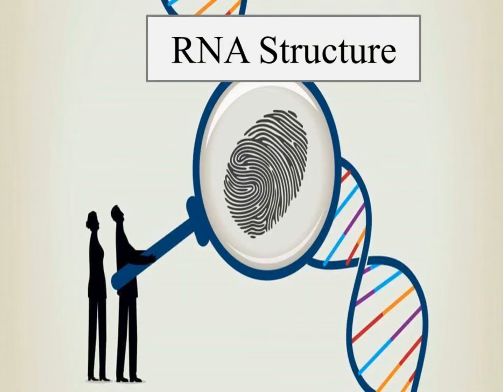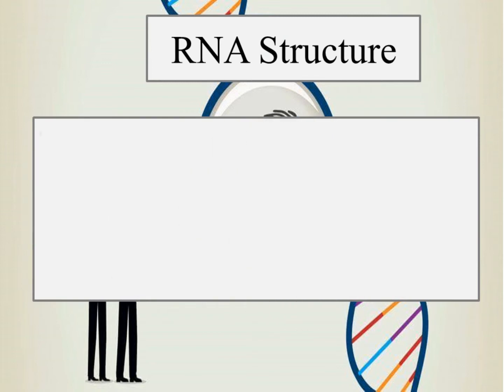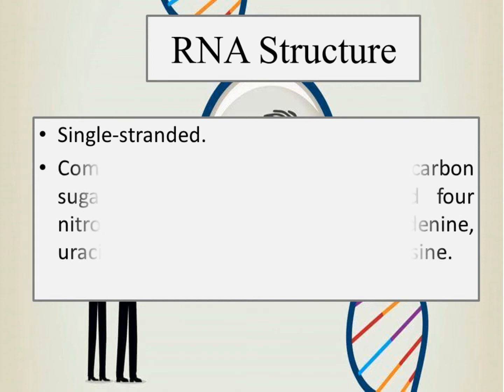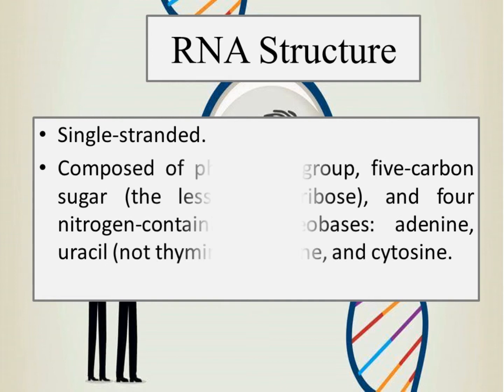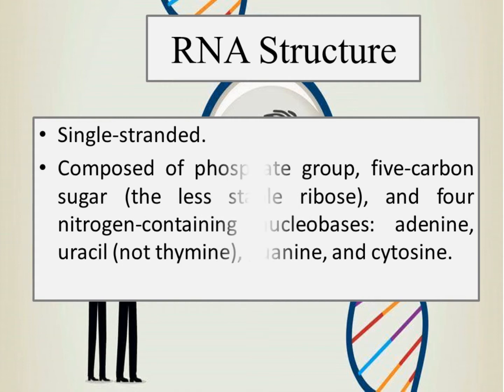RNA structure. Single-stranded. Composed of phosphate group, 5-carbon sugar, the less stable ribose, and 4 nitrogen-containing nucleobases: adenine, uracil, not thymine, guanine, and cytosine.